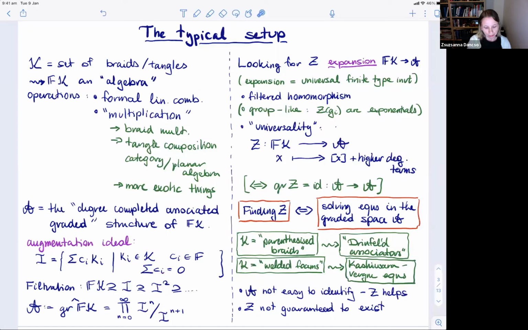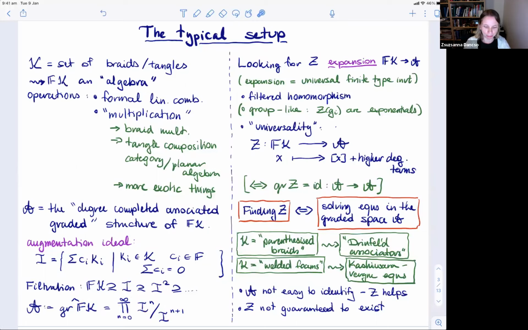Then the associated graded space is the completed associated graded of Fk with respect to this decreasing filtration, which means, and again, this is a standard algebra thing, that you take the direct product of quotients I to the n mod I to the n plus 1. When it's a direct product, then this is degree completed. If it were a direct sum, then it wouldn't be degree completed.